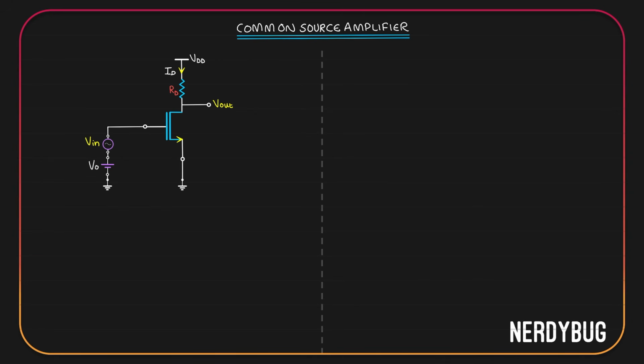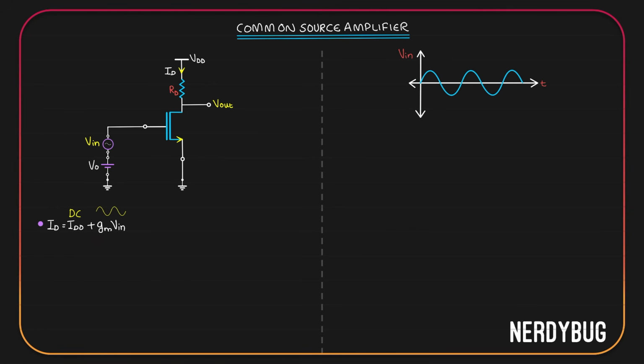Let us assume that the input Vin is a sinusoidal signal and it looks like this. Along with that, we have also given V0, which is the bias voltage. So ID, the drain current, is going to have two components. One, a DC component because of V0. Two, an AC component because of Vin. So we can represent ID as ID0 plus GMVin. ID0 is the DC component, GMVin is the AC component.